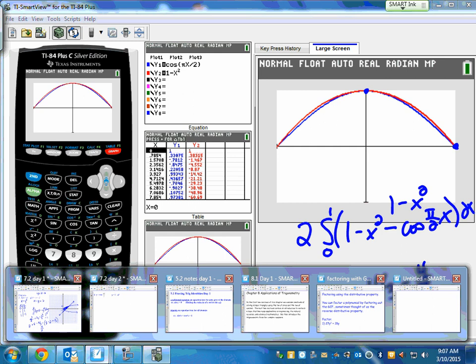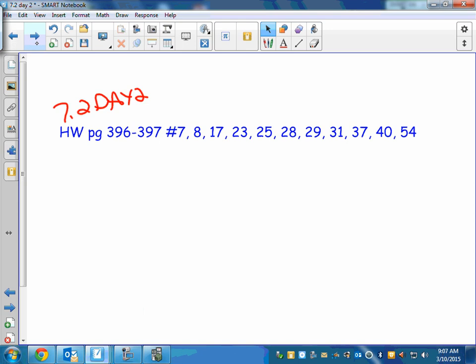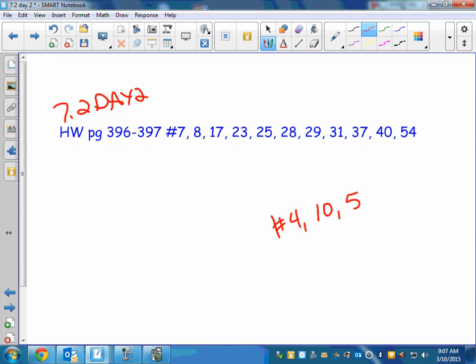I want you to finish the homework from yesterday, which I think I just took off a couple problems, right? Number 4, number 10, and what was 52? If you didn't look at those yesterday, I want you to add them back on. And then this is day 2. It is on the assignment sheet that I gave you. But try those, all right?